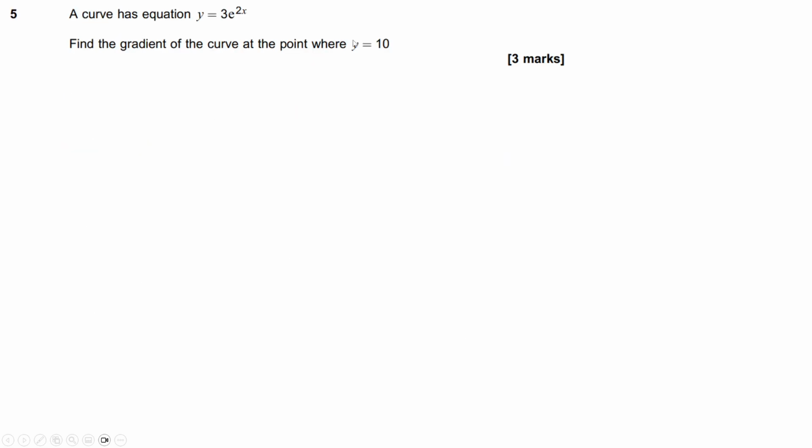We've got this equation, and we need to find the gradient of the curve at the point where y equals 10. So let's first of all just differentiate. When we differentiate an exponential like this, we differentiate the power, we bring it down, and then we multiply it by that same exponential unchanged. So this becomes 3 lots of e to the 2x multiplied by the differential of 2x, which is 2, and you bring that down here. So it is 2 times by 3e to the 2x. That gets us 6e to the 2x.